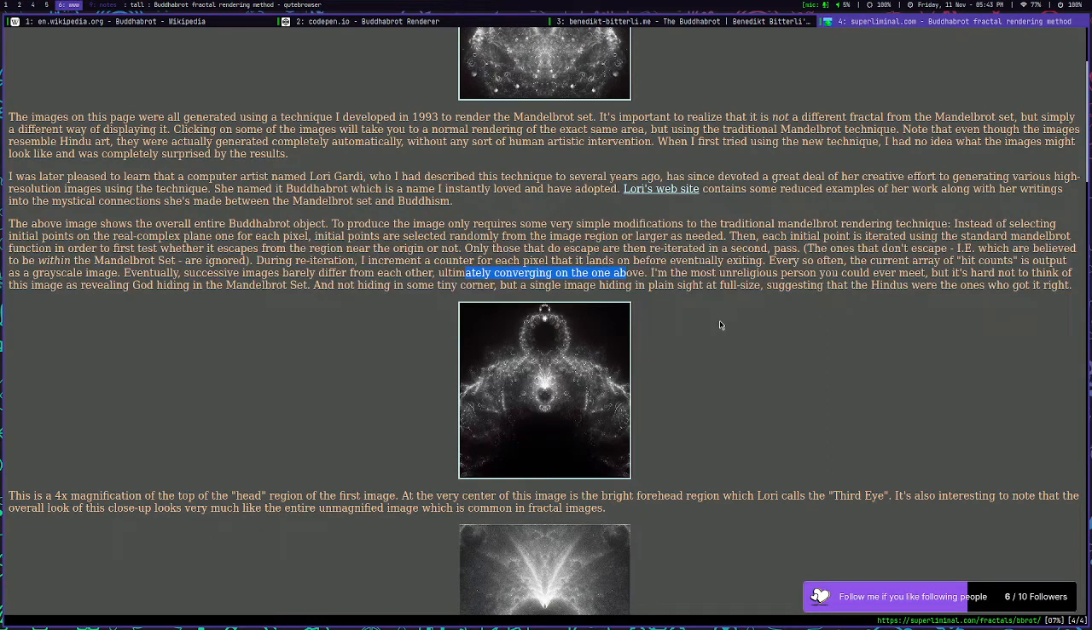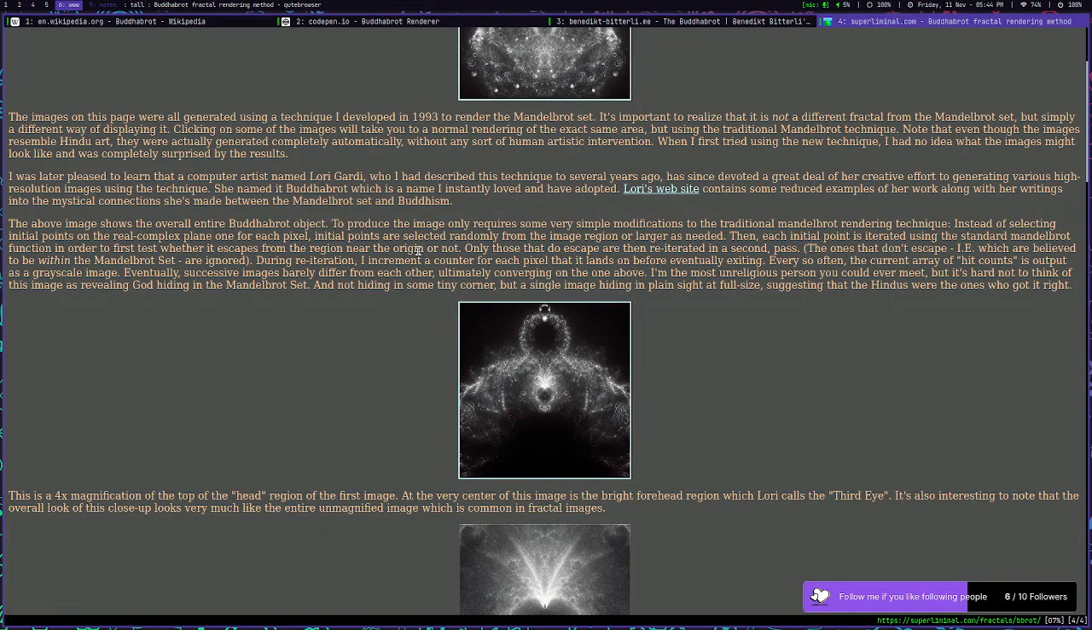Successive images barely differ from each other, ultimately converging on top of each other. I'm the most unreligious person you could ever meet, but it's hard not to. God damn it, that went in a cheesy direction. Couldn't you just explain it to me? Hiding in something but a single image in plain sight, suggesting that the Hindus were the ones who got it right. What the fuck? Couldn't you have taken like two more sentences to explain what is happening? I still have no clue.